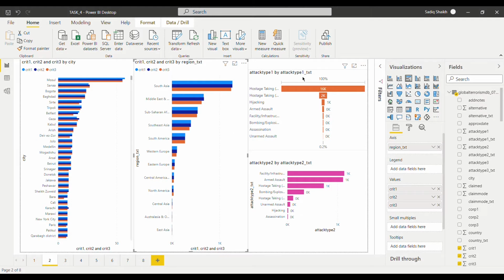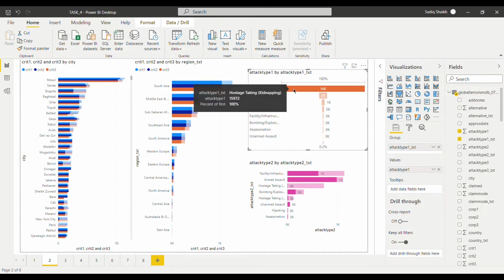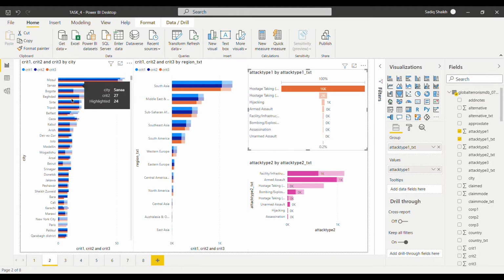If we see by attack type, then hostage taking is the attack type. Hostage kidnapping, this is written over here, hostage taking or kidnapping. This is around 15,000 hostages that have been taken in the South Asian regions, and in these countries. So this is the first type of analysis.